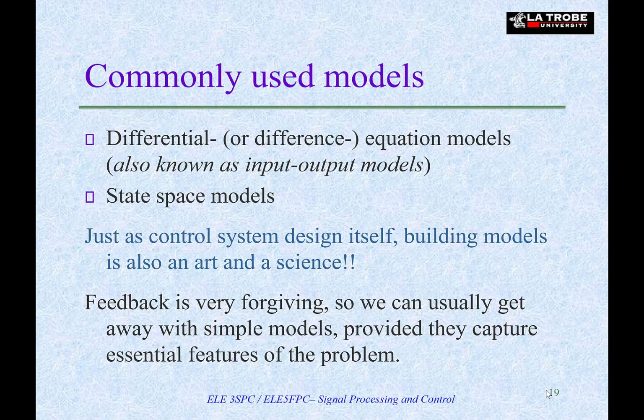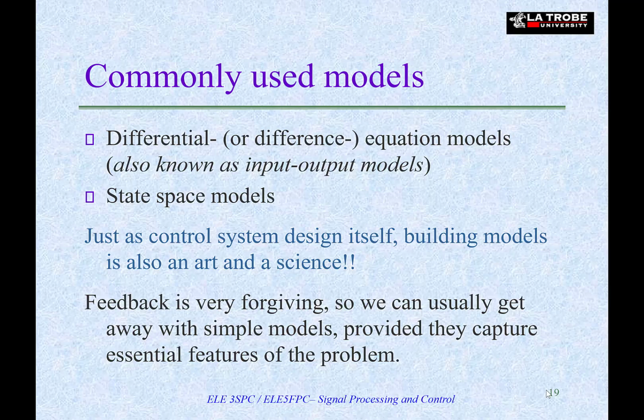We have come across some mathematical models already. The first type of mathematical model that we have already encountered in our prior study is a differential equation model or a difference equation model. This type of mathematical model is also known as the input-output model because it does show us the input and output relationship of the system that we are interested in understanding.